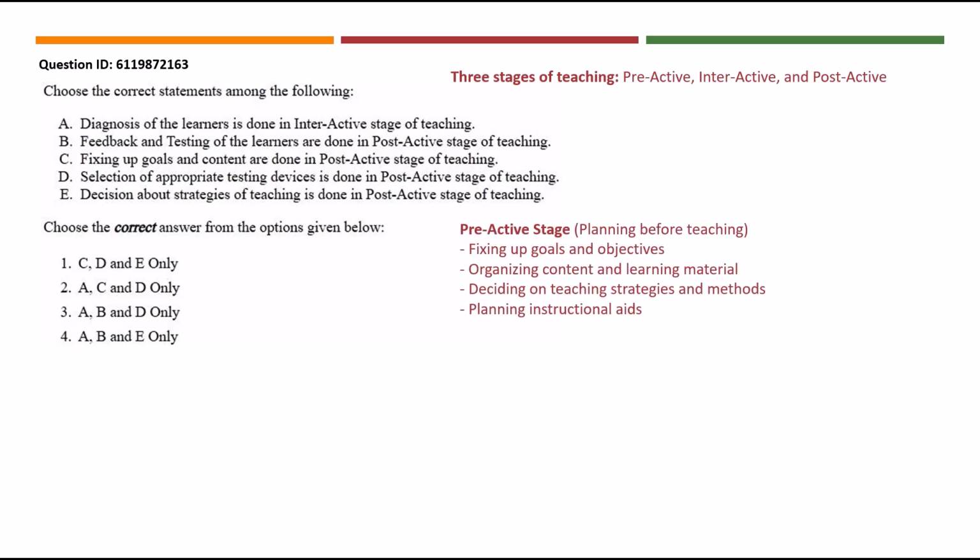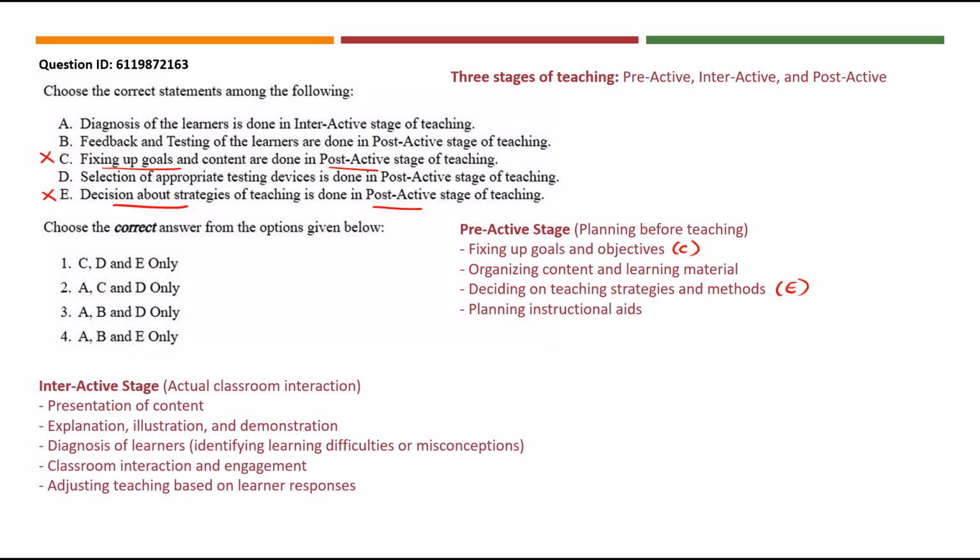Let's start with pre-active stage. This is the planning stage that happens before teaching. We have fixing up goals and objectives, organizing content and learning material, deciding on teaching strategies and methods, planning instructional aids. Just go to statement C. We have fixing up goals and content. So it is C point. And we have decision about strategies of teaching, which is present in E. So these two belong to pre-active stage. C they have mentioned as post-active and E is also mentioned as post-active. So from this we know C and E are definitely wrong.